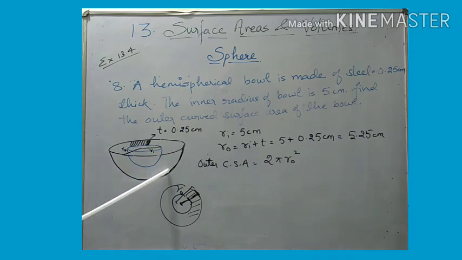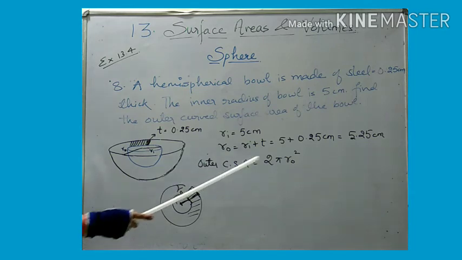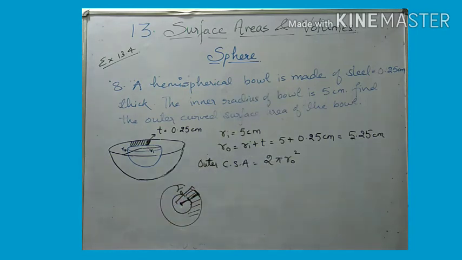Now what will be the outer curved surface area? ये आपका आउटर कर्व सरफेस एरिया, ये वाला बाहर का. तो इसको आप किसकी हेल्प से निकालेंगे? We have to calculate this with the help of the RO. So what will be our formula? 2 pi RO square. Now put the value and get the answer yourself.